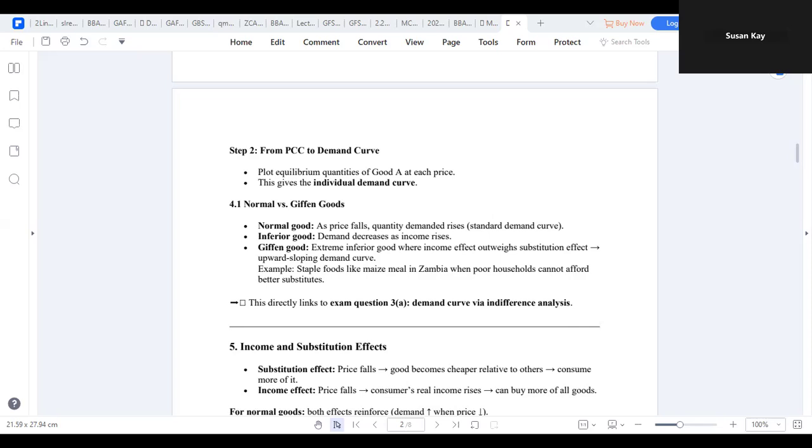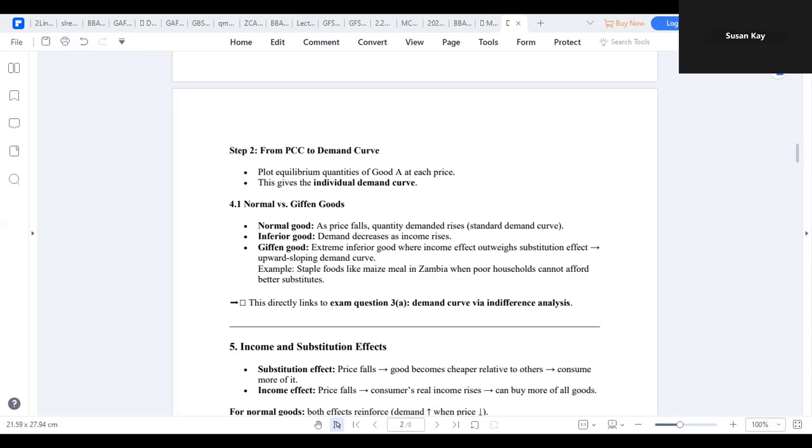Then we also have another kind of good, which is called a giffen good. A giffen good is a rare case where income effect is strong yet negative. It outweighs the substitution effect. It leads to a downward sloping demand curve. So when the price of staple food goes up, the poor households cannot afford a mealie meal. Okay, so they cannot afford better substitutes. So they have to cut back on luxurious items, or even buy more of the staple.